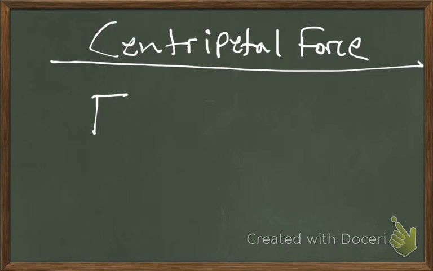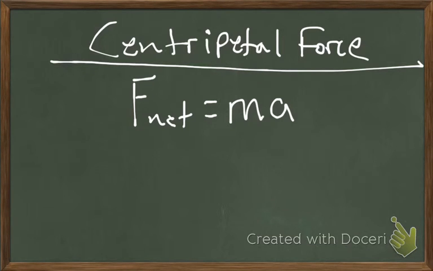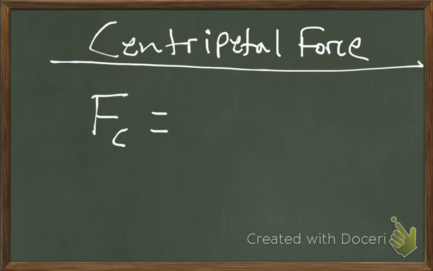So let me show you where this comes from. I will actually derive this and show you where it comes from. So if we look at what we already know about forces, masses, and acceleration, we know that the net force is just mass times acceleration. If I want a centripetal force, then it's mass times centripetal acceleration.